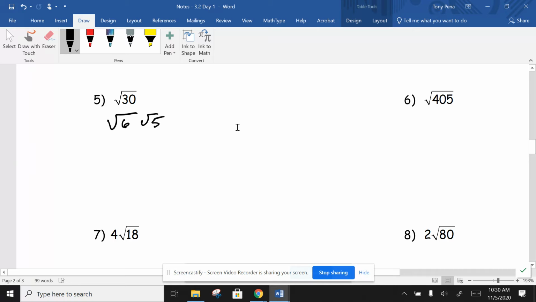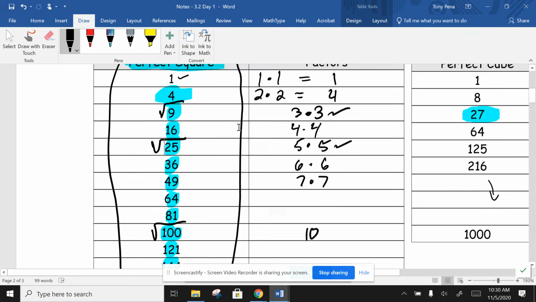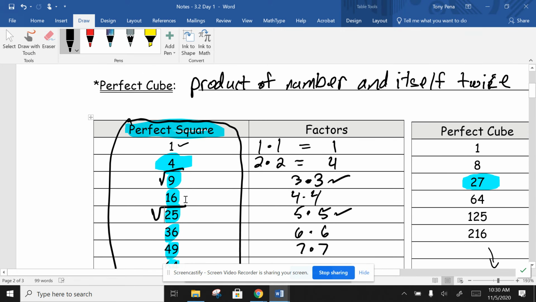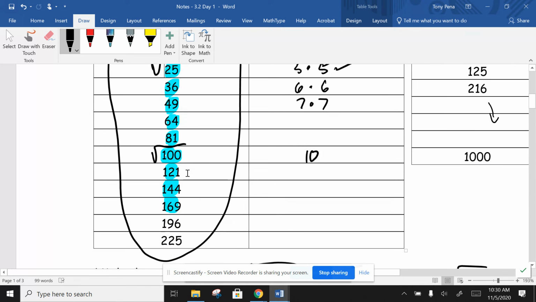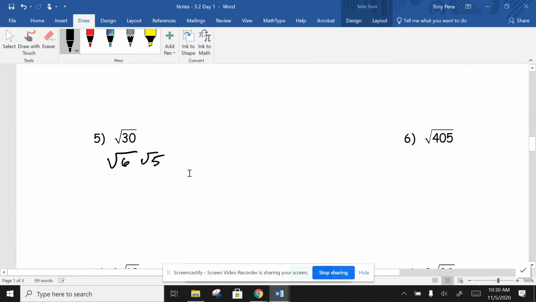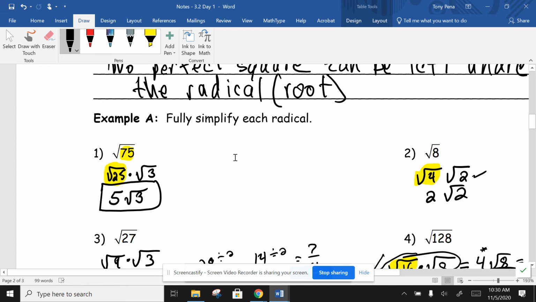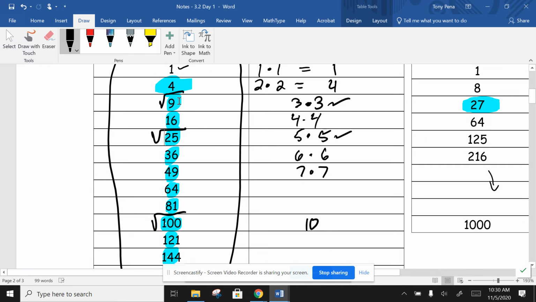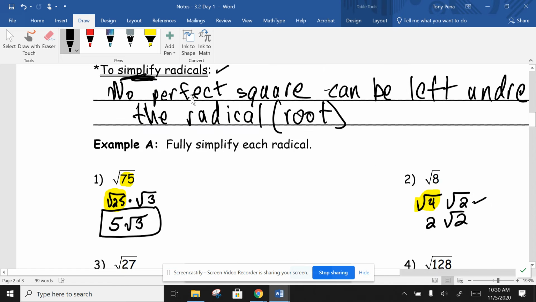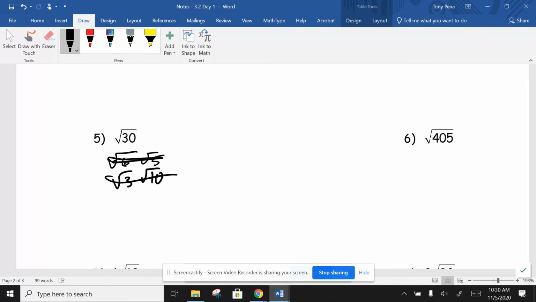But if we go to our perfect square list, so if we come up here, are 6 and 5 listed as a perfect square? No. So that's not going to work. Some of you may have used a 3 and a 10. That will give you 30. But if we come up here, the 3 and the 10 are not listed in our perfect squares. The last route you could have taken is a 2 and a 15. But same thing. If you look at your list of perfect squares on the previous page, there aren't any.